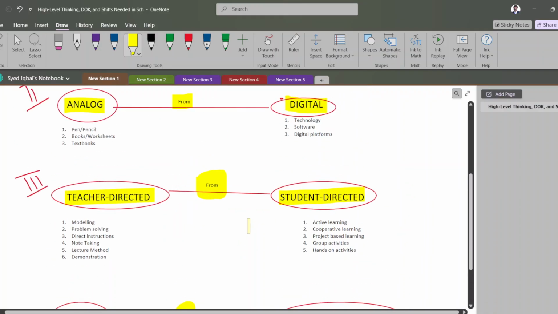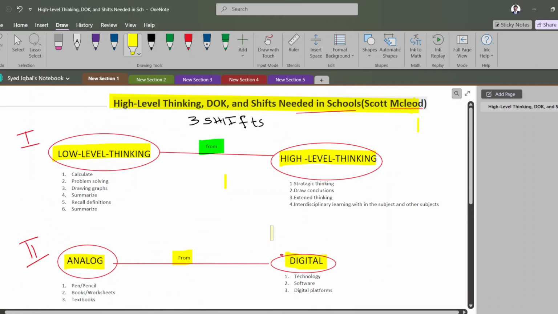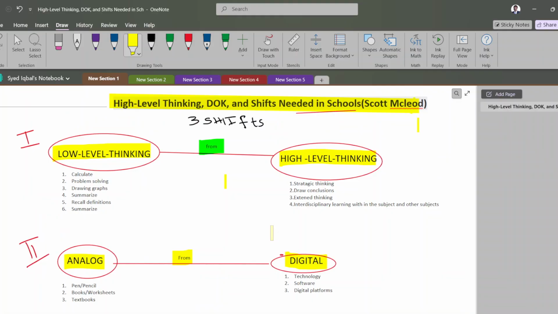Okay, these are the four shifts I wanted to discuss. This is high level thinking, and with DOK, always focus on DOK 3 and 4. DOK 1 and 2 we are naturally doing. Nobody has to focus on that.